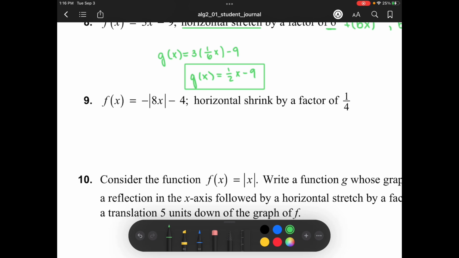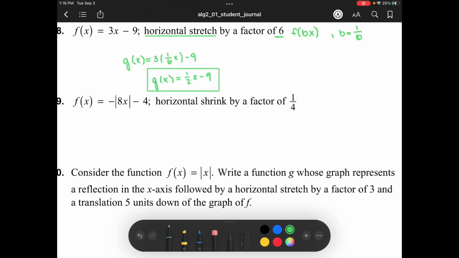Another one is a horizontal shrink by a factor of 4. So this one is going to be very similar. We're just going to choose the opposite, or the reciprocal. And the reciprocal of a fraction is its whole number. So we're going to choose b equals 4. Okay.